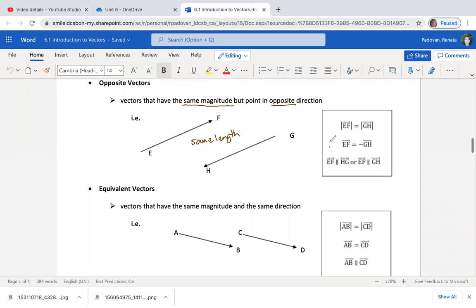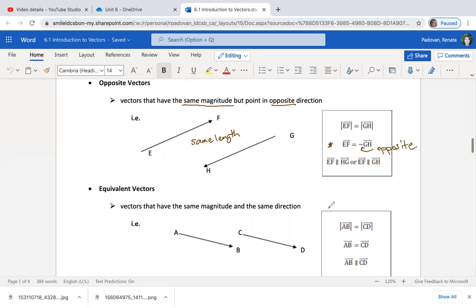This one here is saying that vector EF, again, starting with E, the tail, to F, is equal to the opposite of vector GH. So this is saying that they're equal to each other, and this negative symbol is indicating that they are opposite to each other. So that's how you write opposite.